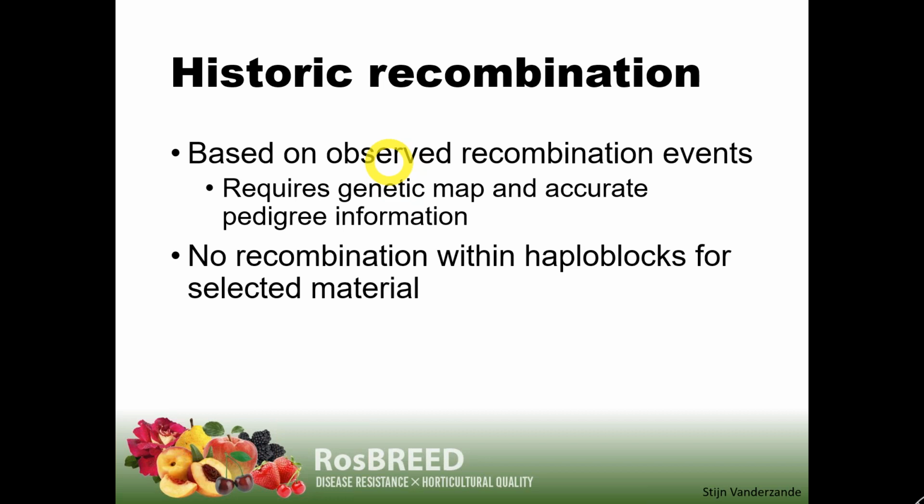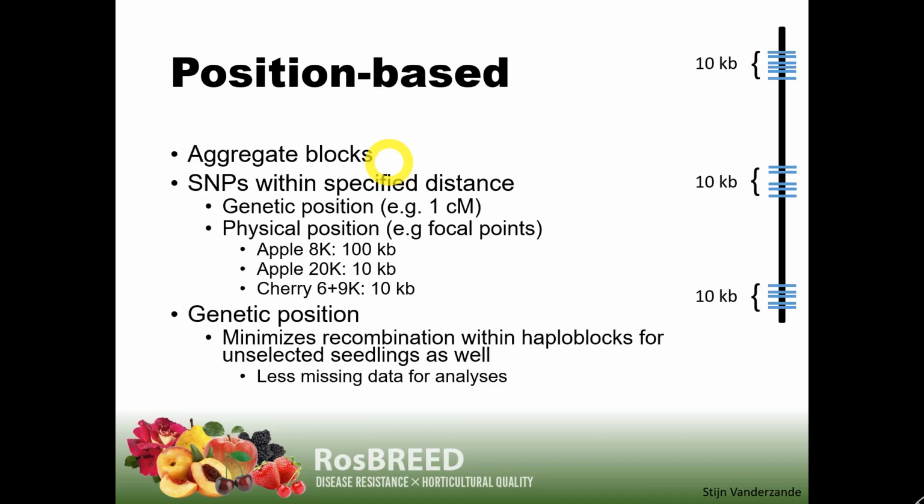Those are two things we've been fixing and curating in all the previous steps. So by the time we get to our haploblocks and haplotypes, you can be pretty convinced of our pedigree and our genetic map. So we have that. And so, as I said, we are looking for markers for which no recombination occurs, at least for selected material. And then I'll mention the position-based one.